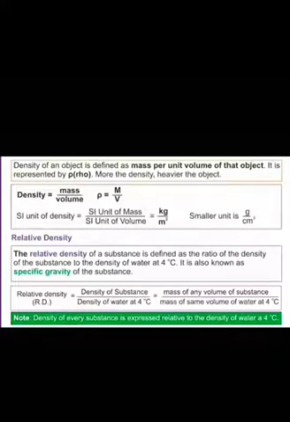So we have to find the density of water at 4 degrees Celsius, that is actually 1 gram per centimeter cube. Relative density is a ratio of the same quantity, so we need not write any unit. It does not have any unit. So majorly we studied about density and relative density.